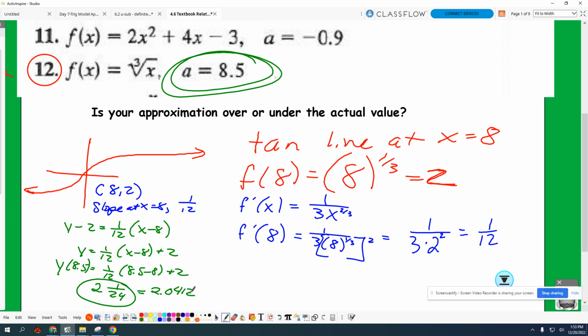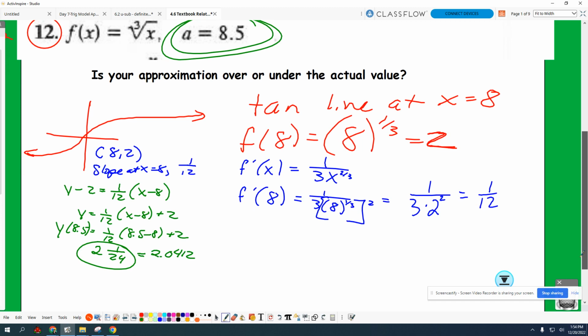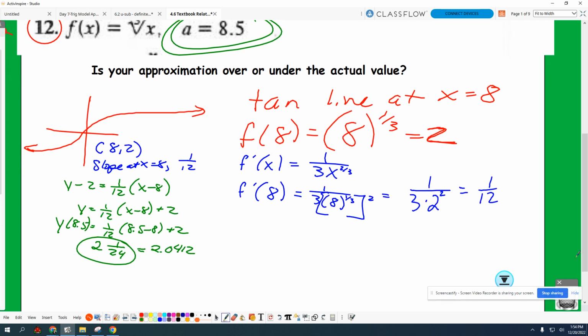2.0412. Okay, I want to know, is this approximation an over or under approximation without typing the answer in? Simon, do you know what to do? Because it's concave down. So he said it's concave down, so it's going to be an over approximation.